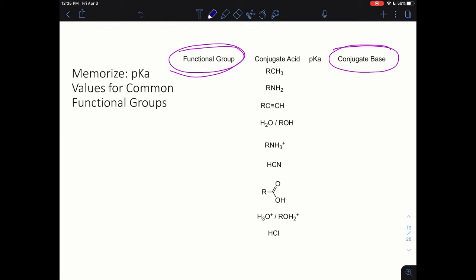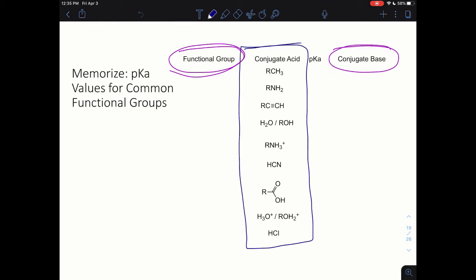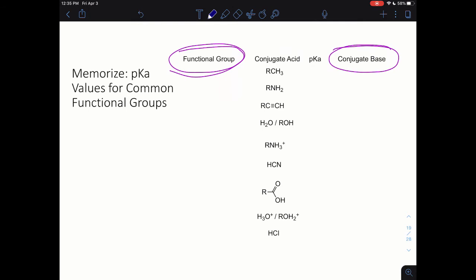quick predictions. So these are going to be the functional groups for which you should have some quick pKa data memorized. I would like for you to pause and just list the name of the functional group and the conjugate base. And then when you come back, I'll let you know what the pKa values are for all of these common functional groups.